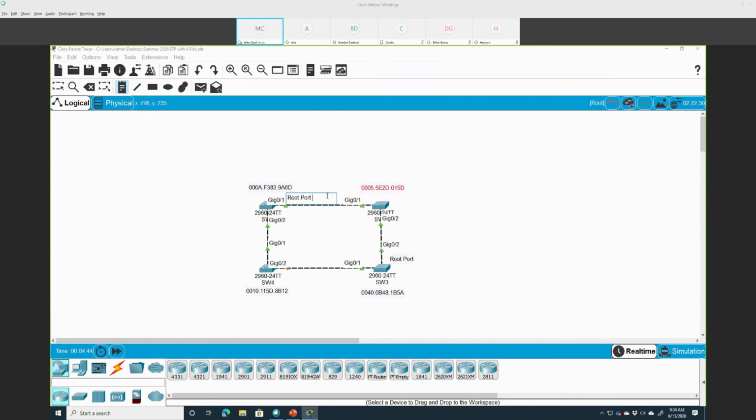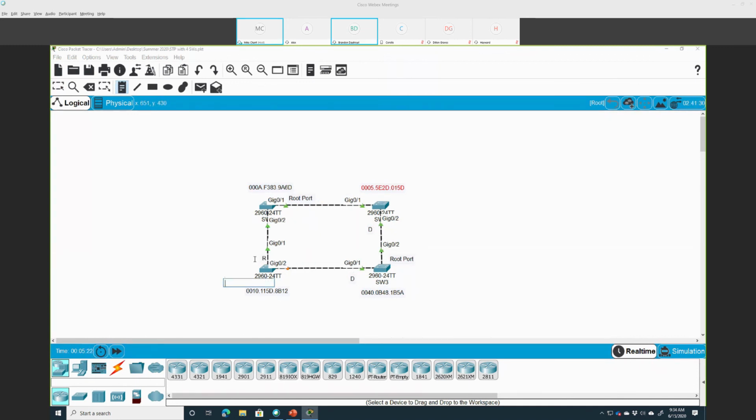Now, all other ports are going to be designated ports. So, for example, this is going to be designated. This is going to be designated. Now, over here, we need to know what this is going to be, because we're going to have a designated port per segment. So, designated. This is going to be blocked. Okay. And this is going to be designated. Root port.